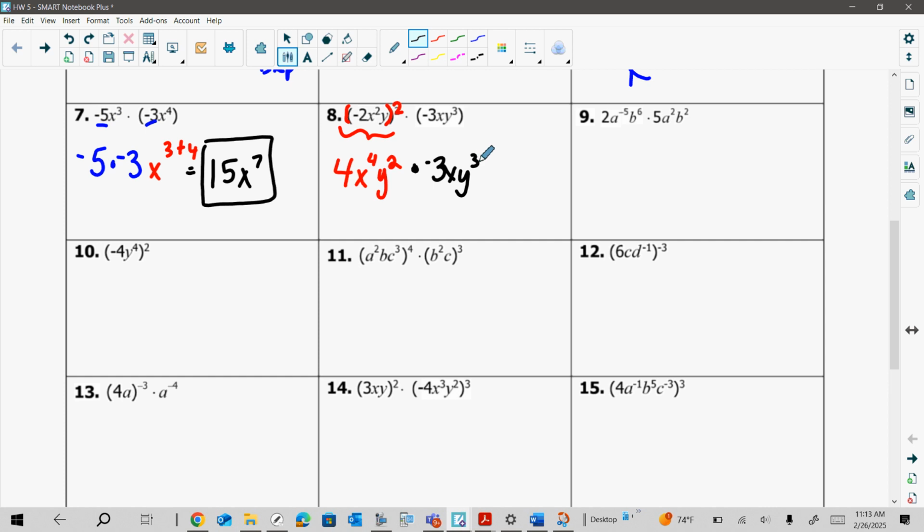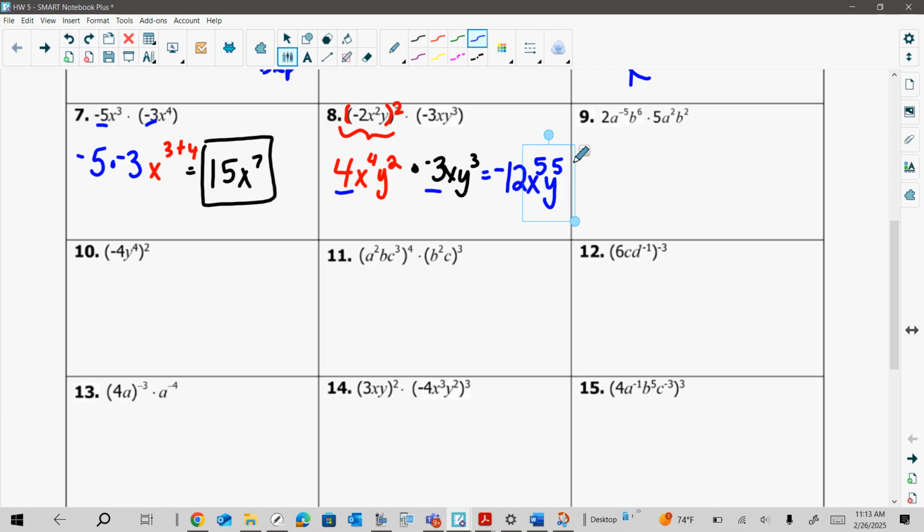And you're going to get, multiply your coefficients, so you get negative 12x to the power of 5 and y to the power of 5. When we multiply, we add the exponents.